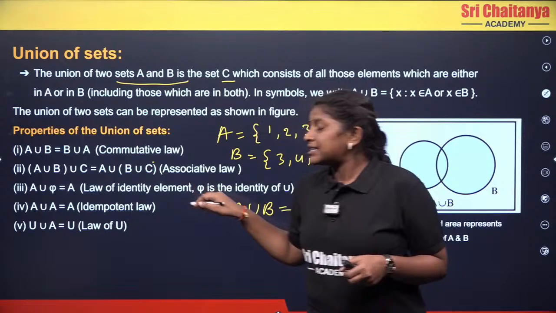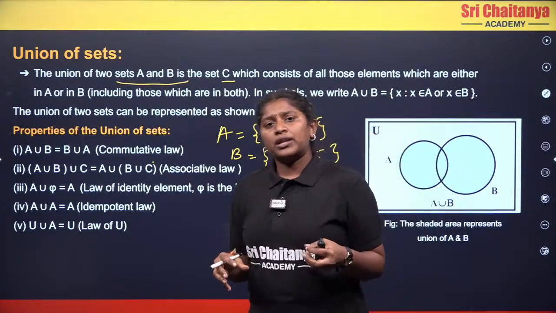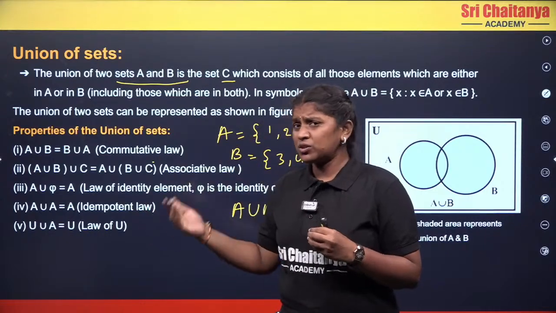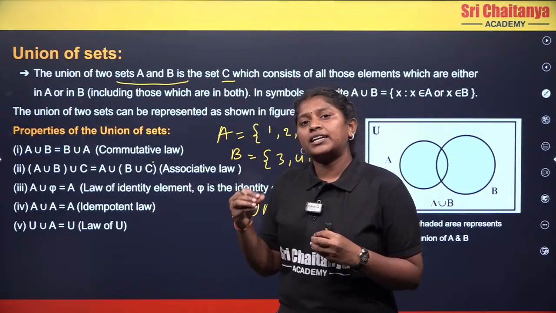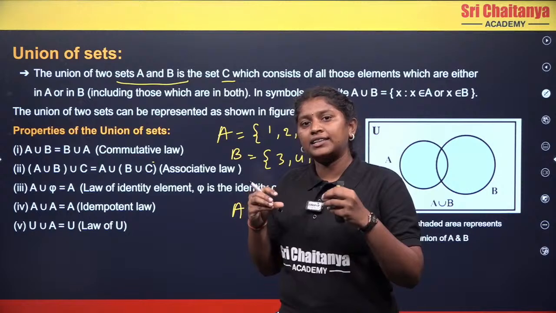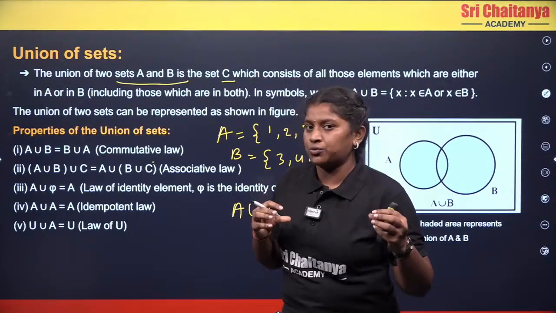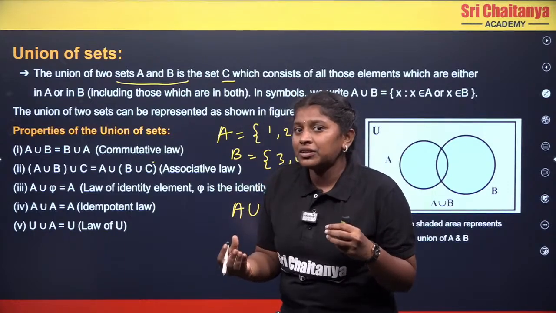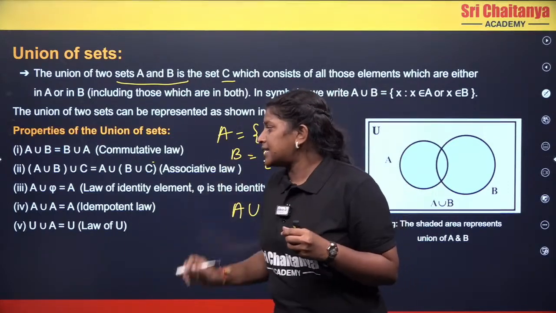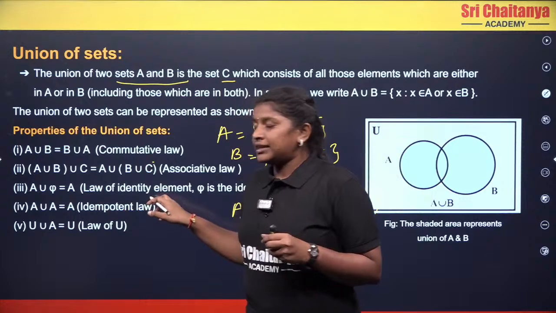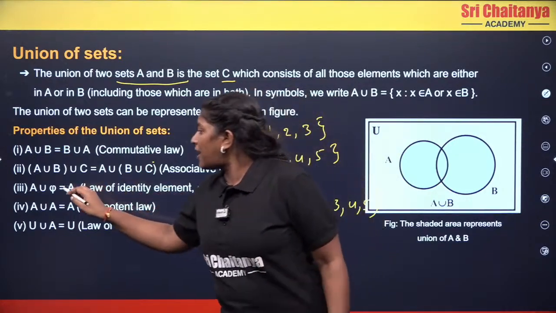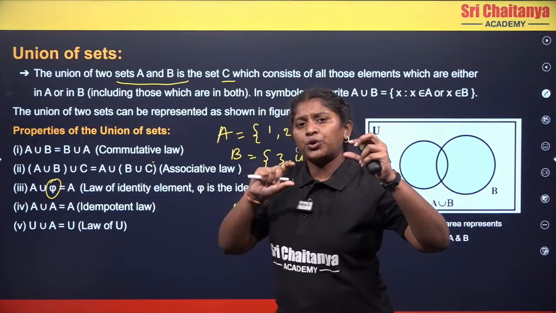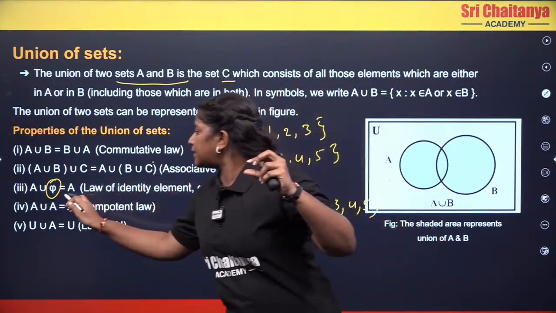And coming to the next, the law of identity. We know that an identity reflects the same value. For addition, the identity is 0, because if you add 0 to anything, you get the same value. And the multiplicative identity is 1, meaning if you multiply anything by 1, you get the same thing. In the same way, for union, the empty set acts as the identity, which on union with any set gives you that set.